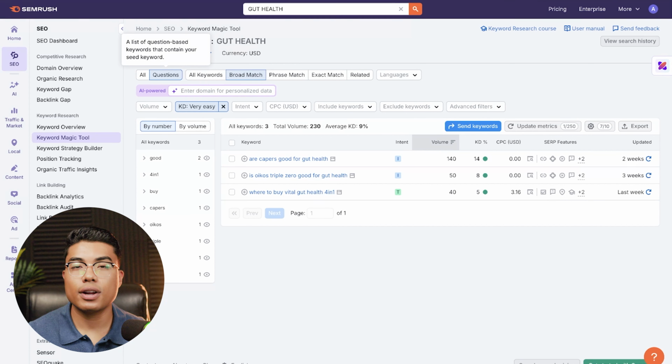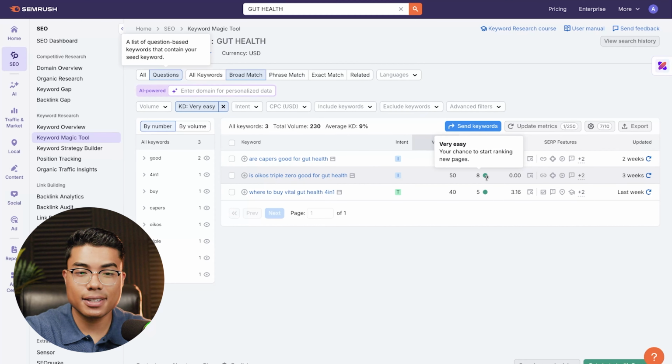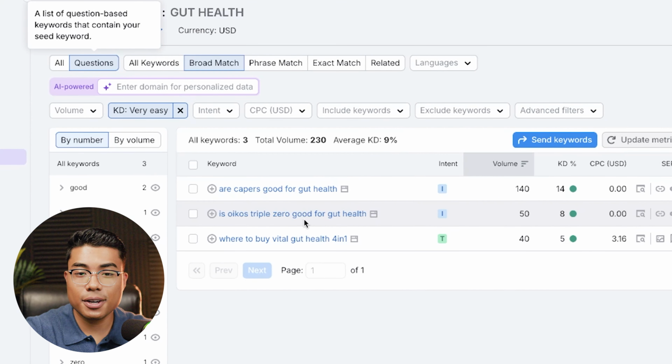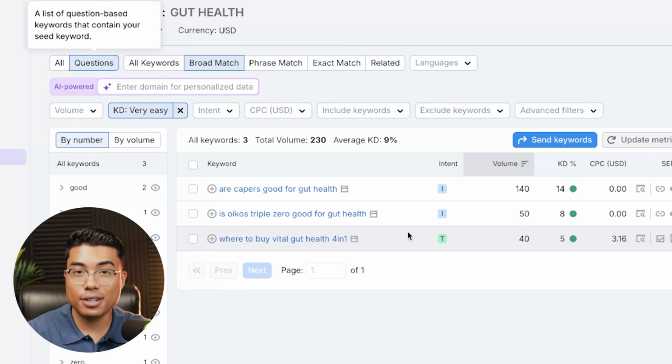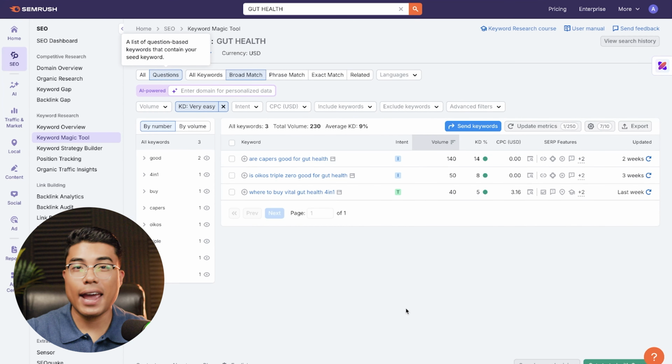For example, if your seed keyword is gut health, you might see things like how to fix your gut naturally, what are signs of poor gut health, and what foods help gut health. And one that I actually found on here with a keyword difficulty percent of very easy, and it's something that I would honestly look up, is Oikos Triple Zero good for gut health. I mean, that's definitely something I would look up. I personally eat that yogurt. So that's what I mean. People are looking for answers to their questions and solutions to their problems. And if your keyword difficulty percentage isn't that hard or it's very easy, you have a high likelihood of ranking for that. I would say that if you're somebody who's just starting out, this is the perfect starting point for you.